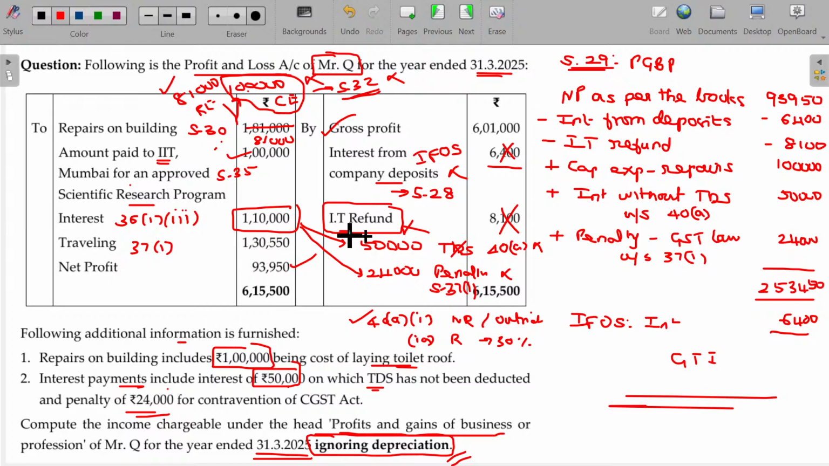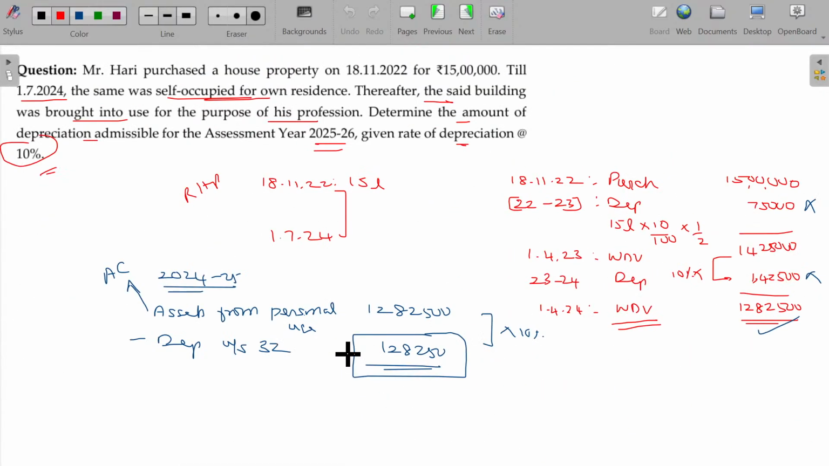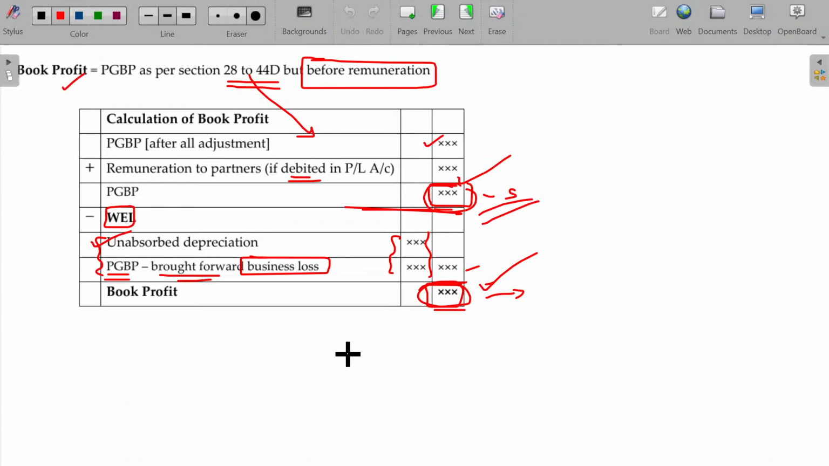Yeah, interest payable without TDS is disqualified. If you pay the interest, applicable TDS should be subtracted. If the TDS is not subtracted, then you cannot claim the deduction. We have studied that under section 40A clause 1, 40 clause A subclause 1.